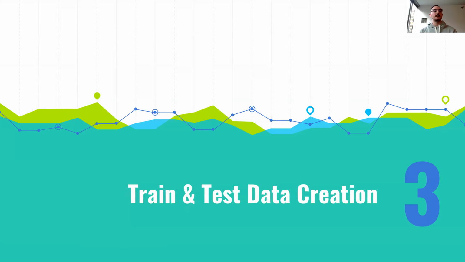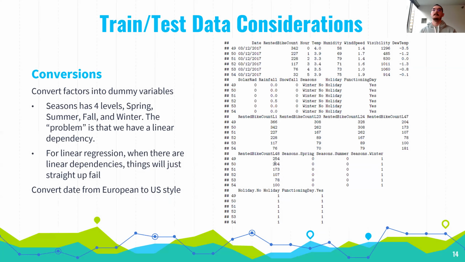So let's build the train and test data. In order to create our train and test data, we had to do some upfront conversions. Because seasons had 4 levels, which is spring, summer, fall, and winter, the problem is that we have a linear dependency. And for linear regression, when there are linear dependencies, things will just straight up fail.